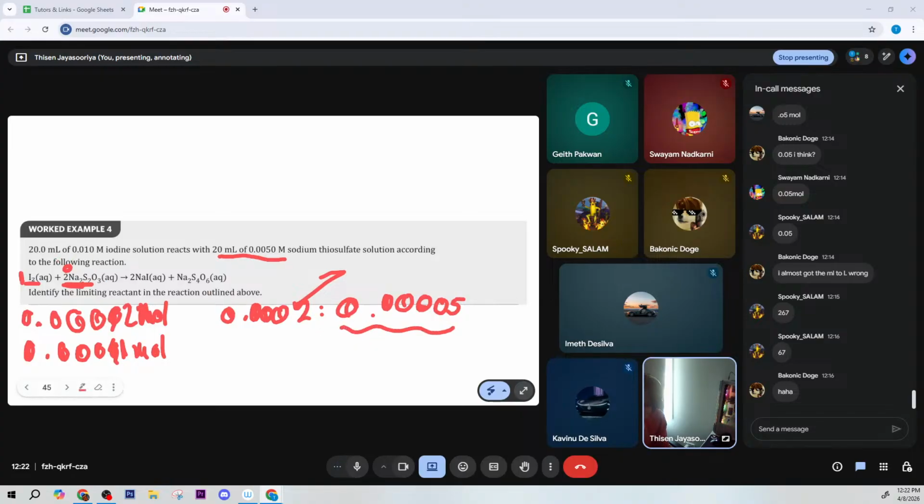So here, it's going to be sodium thiosulfate as our limiting reagent. If I wanted to find out how much of the iodine solution was left, I can just take this value away from this one, and what I have left over is just going to be 0.00015 moles. Does that make sense?